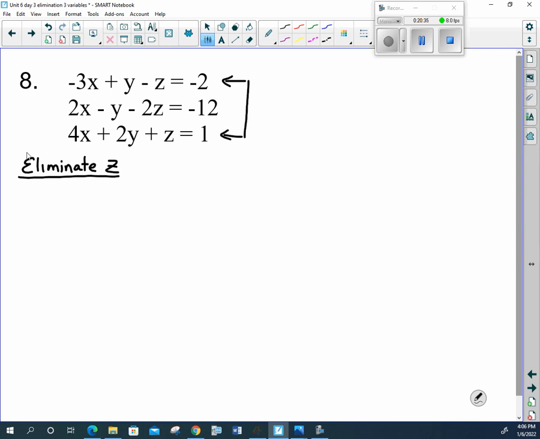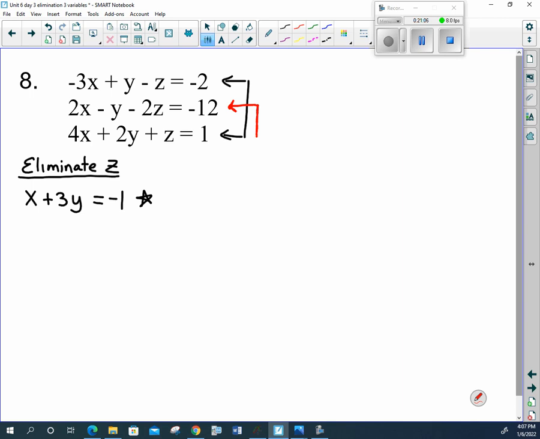So negative 3x plus positive 4x is x. A positive y and a positive 2y is 3y. A negative z and a positive z is 0. And negative 2 and a positive 1 is negative 1. Okay, so there's my first start equation. And now I have to use the second equation right here because this is the one I haven't used before.